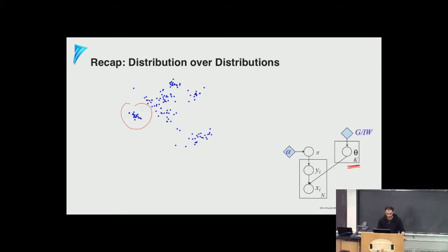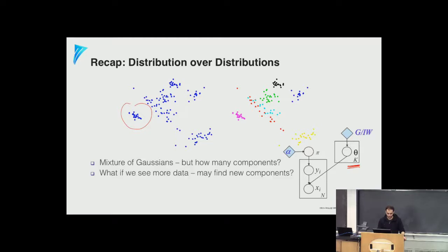and then given the parameters, we can sample the actual points that we observe. So we can do inference given this model, and we can assign every single point to the likely cluster that it came from. The question is, how many components do we actually need given a real data set? And if the data is streaming, can we somehow find new components if the data set is growing over time?